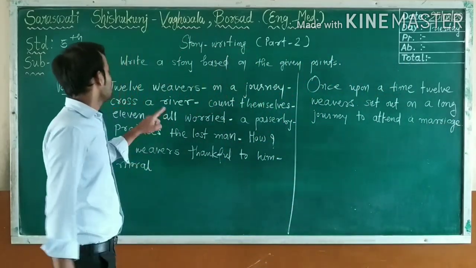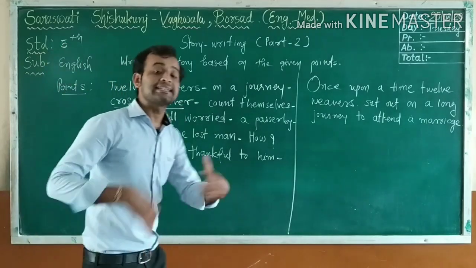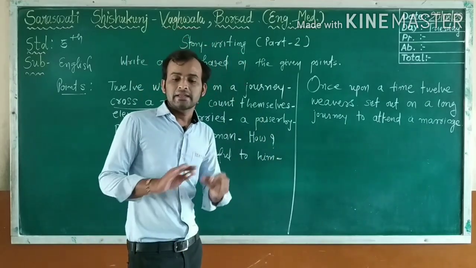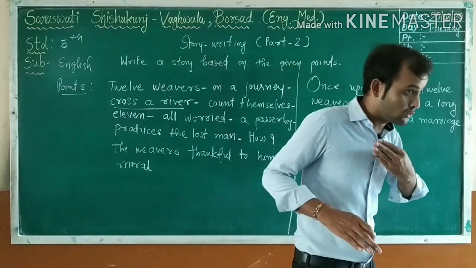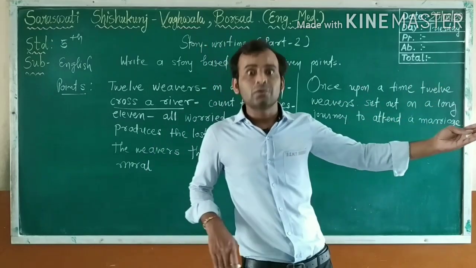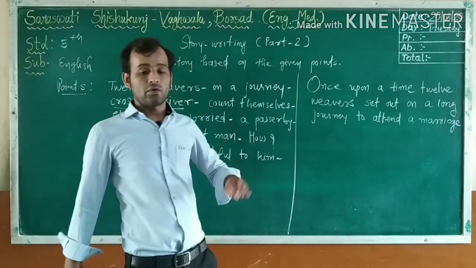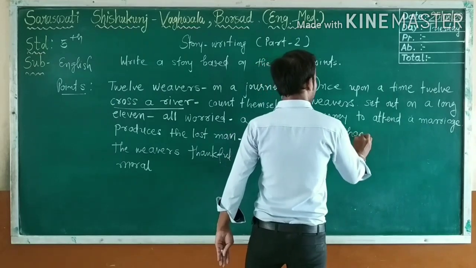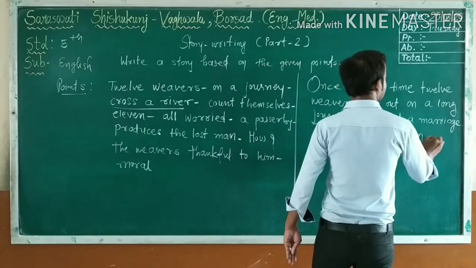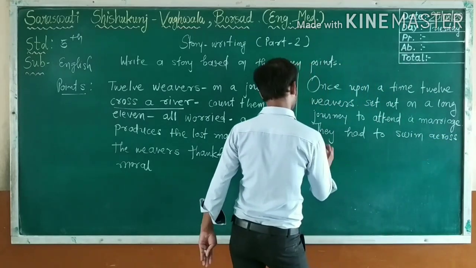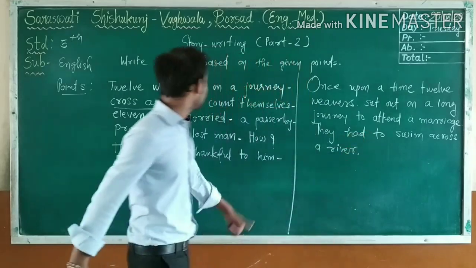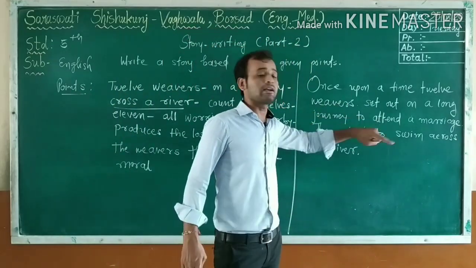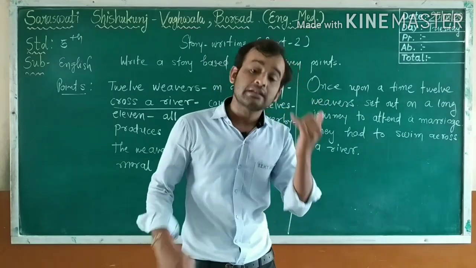Next, cross river. Third point. How to write the sentence for this third point? You can write: they had to swim across a river. They had to cross the river for reaching another village for attending a marriage. So dear students, this is the third point.